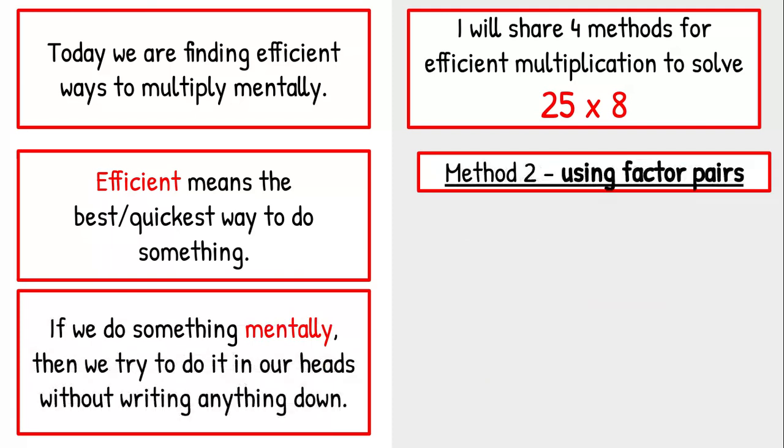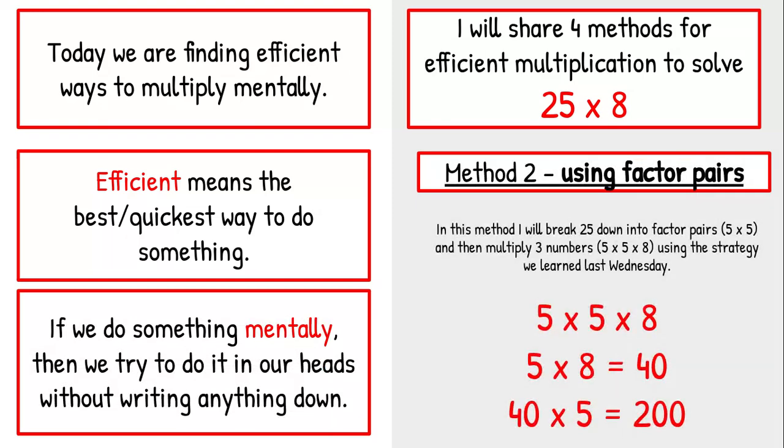Method 2 is called using factor pairs. In this method, I'm going to break the 25 down into factor pairs, 5 times 5, and then multiply the 3 numbers together, which will be 5 times 5 times 8. Using the same strategy that we learned last Wednesday to do this. So this is what I've done. 5 times 5 times 8.